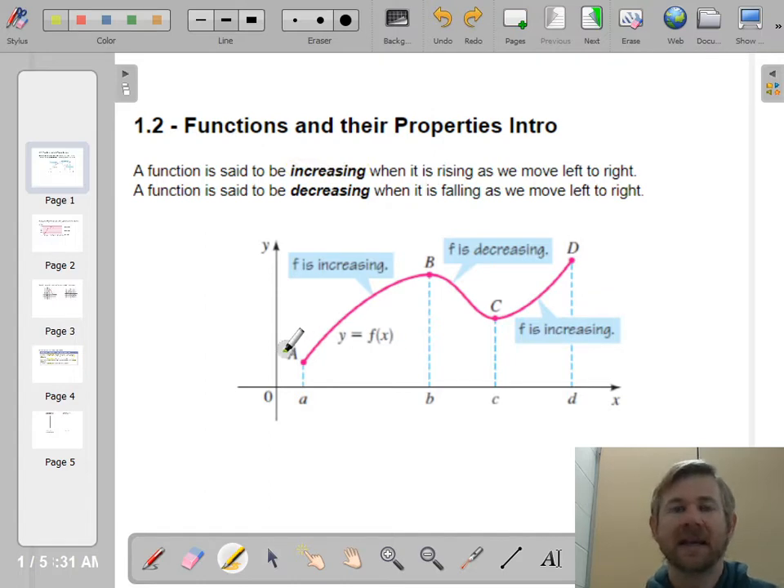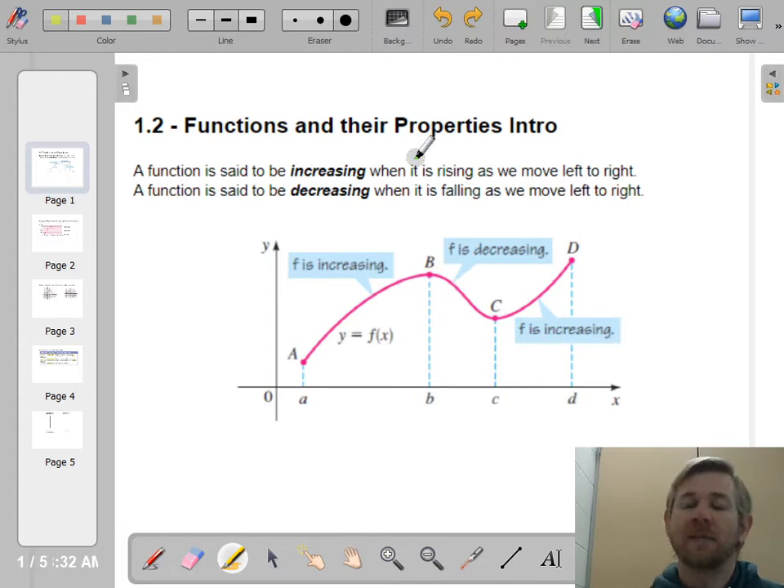what that means is it's going up. Now we read left to right in math class, so as I read left to right, this function is going up. That means for this interval it is increasing. Similarly, if as we read left to right the function is going down, then it's said to be decreasing. It's not that big of a deal: it's going up or it's going down. That's all we're trying to say. It's increasing on an interval and it's decreasing on an interval.